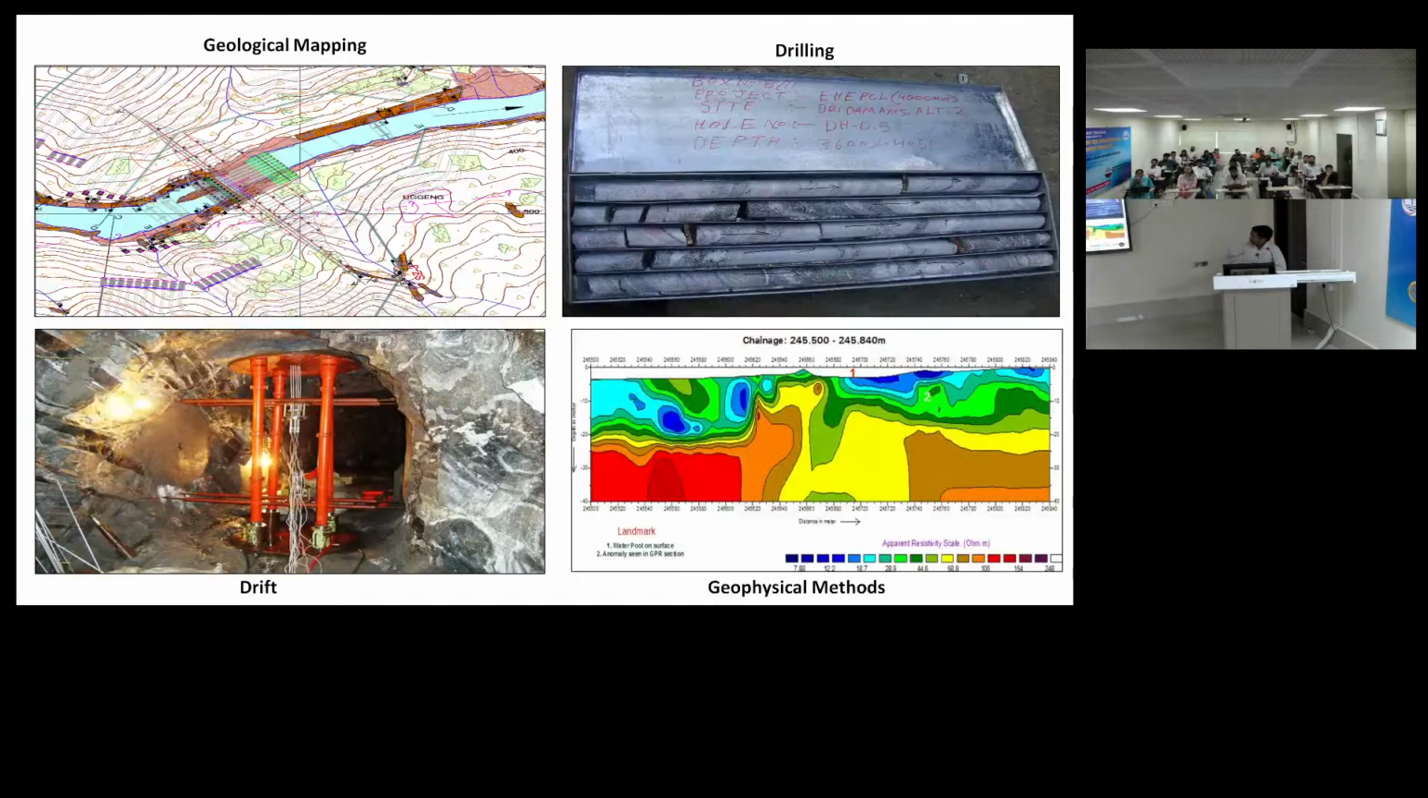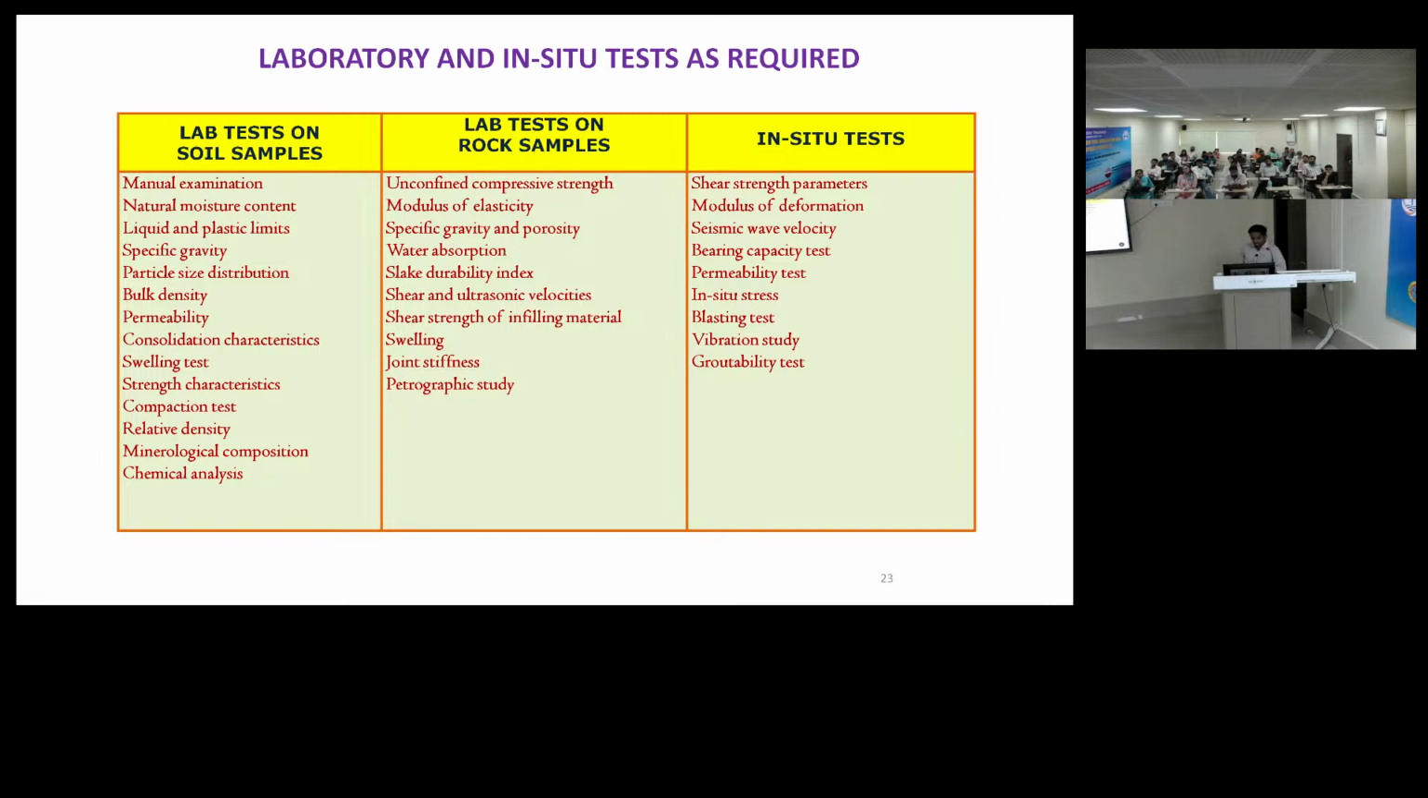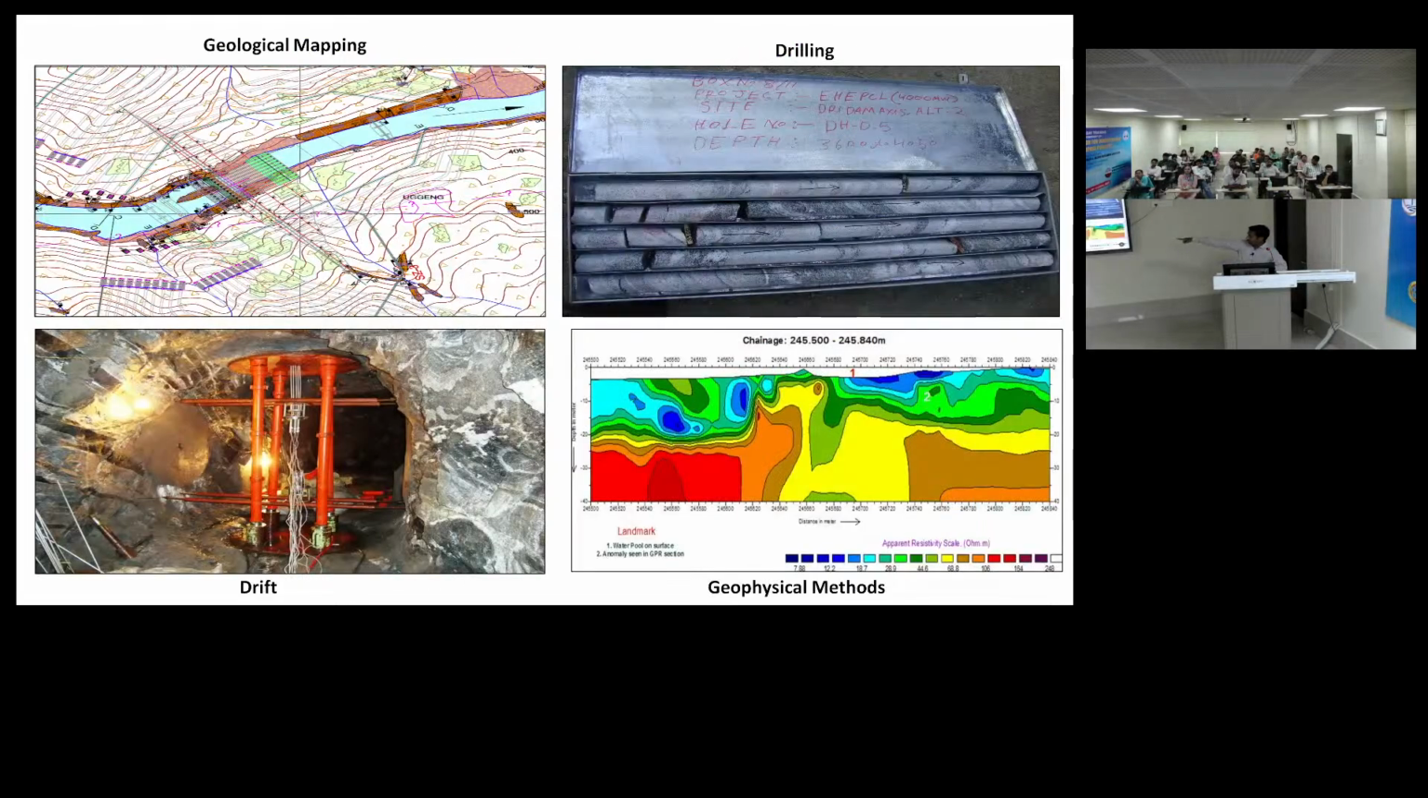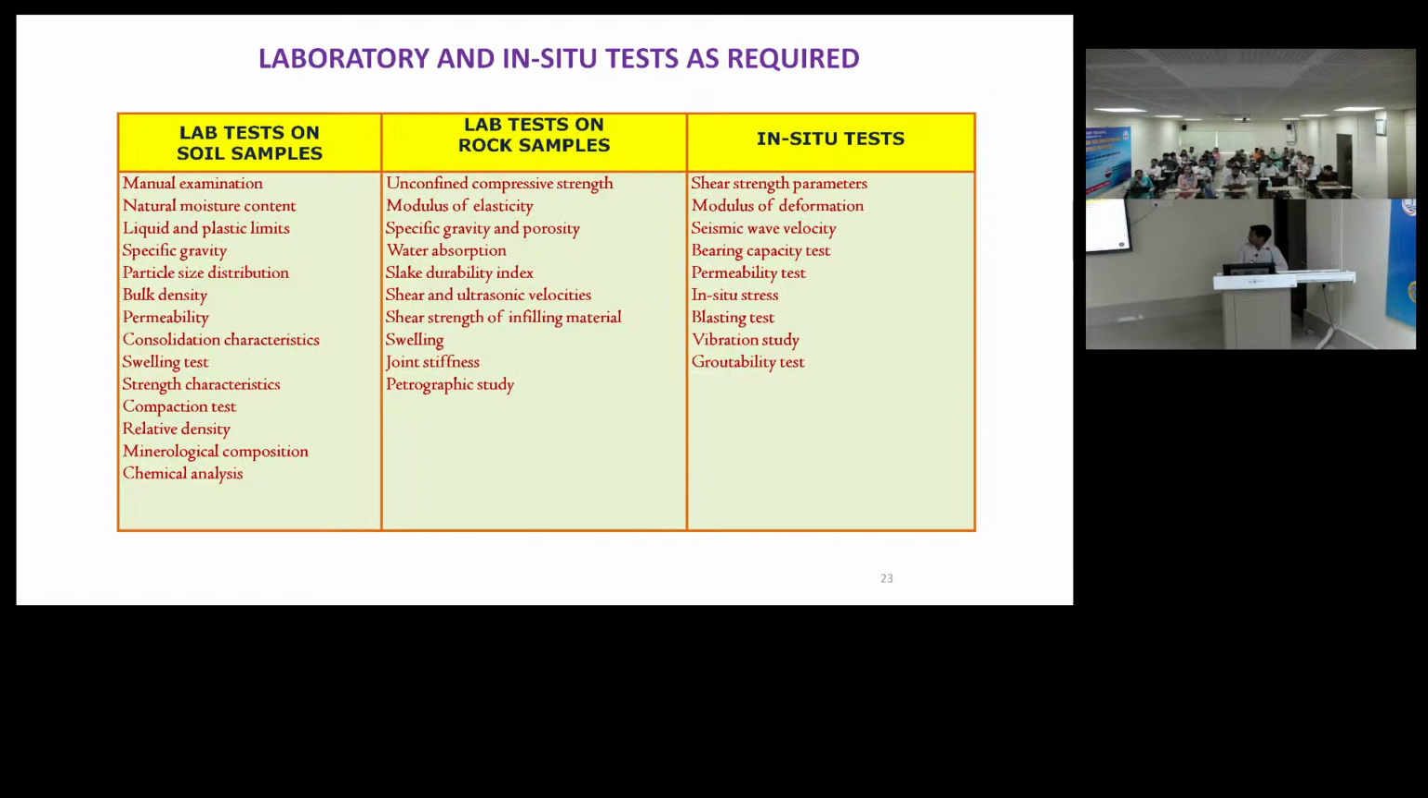Once we get these core samples, there are some different tests. If you are collecting soil samples, these are the different tests. If you are getting rock samples, there are unconfined compressive strength and modulus of elasticity, and the in situ tests, like I showed in the drifts. In situ means at the site, whatever tests we do on the site. These are the different in situ tests: bearing capacity, permeability.